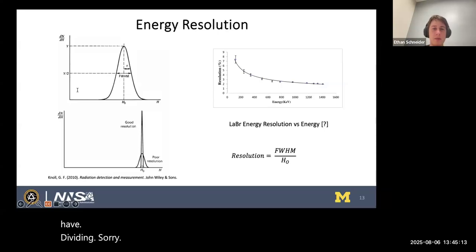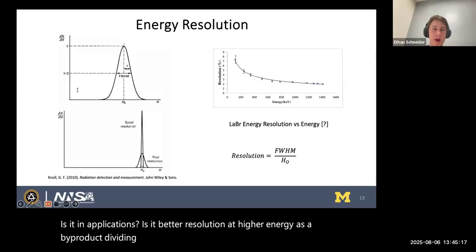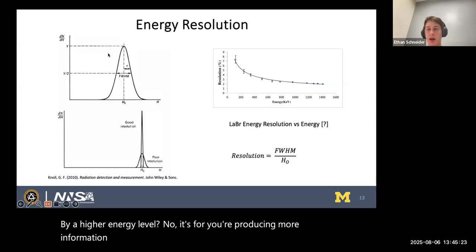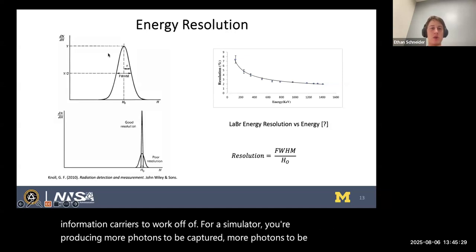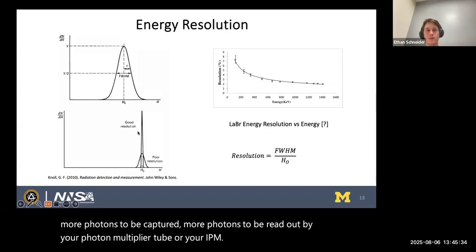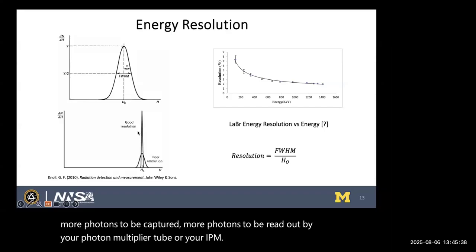Is the better resolution at higher energies a byproduct of dividing by a higher energy level? No, it's that you're producing more information carriers to work off of. For a scintillator, you're producing more photons to be captured, more photons to be read out by your photomultiplier tube or your SiPM. And the more samples you have, the less the relative error is.